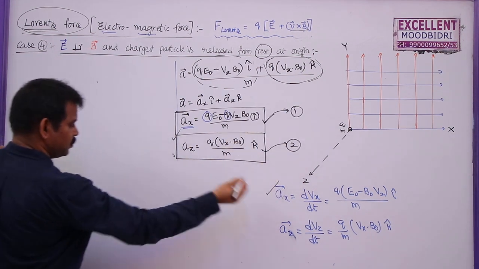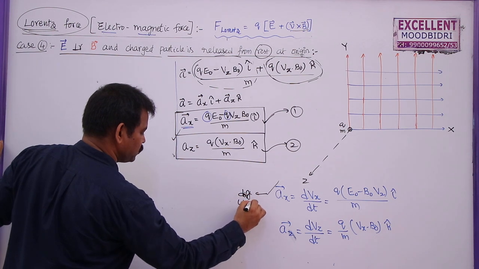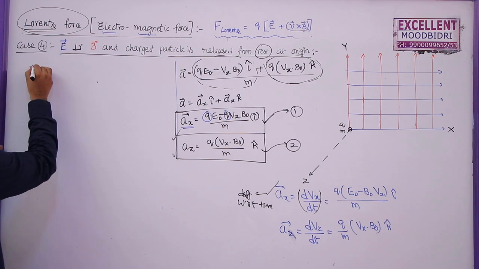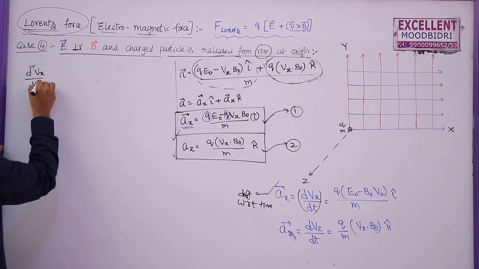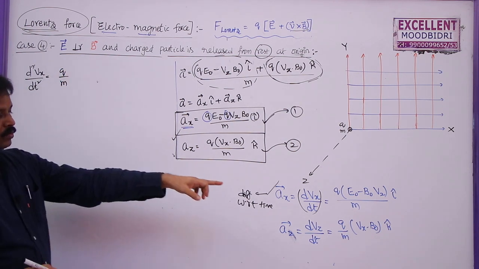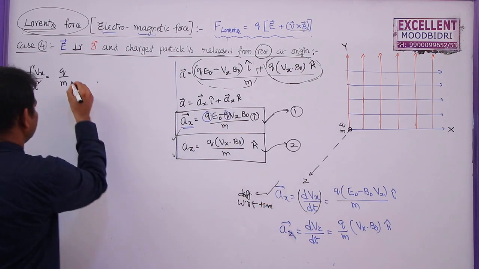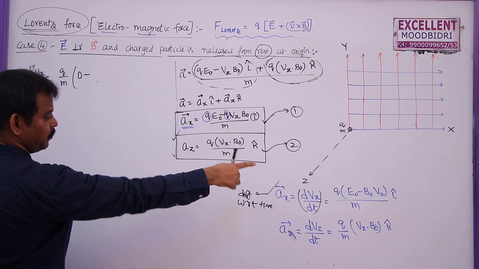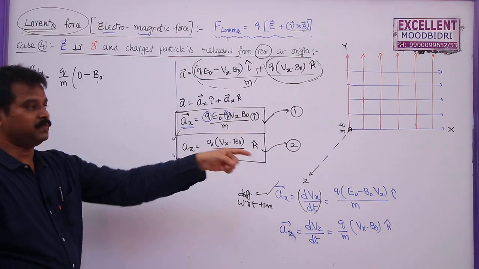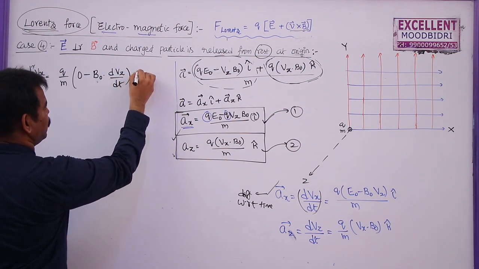If you consider this equation, differentiate this once again with respect to time. So you differentiate this one, you will get d square vx by dt square is equal to q by m, which is a constant. Differentiating with respect to time, E dot is a constant, and the differentiation of a constant is 0, so this is 0 minus B naught vz. B naught is constant, so differentiate vz with respect to time, this will become dvz by dt along I cap.